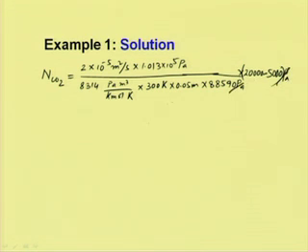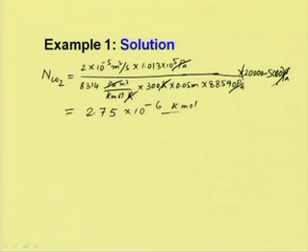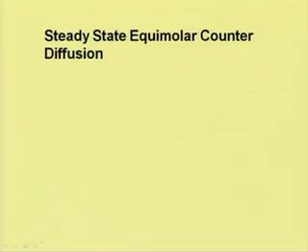So, this will cancel out and this will cancel out. So, if we calculate, the flux will be 2.75 into 10 to the power minus 6 k mole per meter square second. Now, consider the other case where steady state equimolar counter diffusion is occurring.